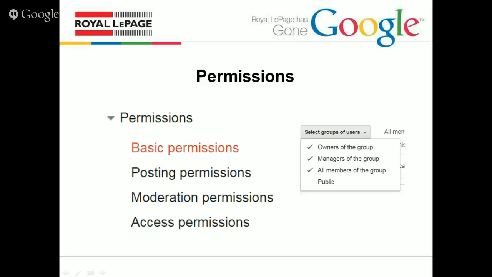For the most part, I find the permissions to be fairly straightforward. I'm going to come back to this a little bit later, but basically you're deciding who has access to do what. So who has access to post, who has access to moderate, and who has access to view. And you can see there on the right, there's a few options in terms of who you're granting the access to. Is it just the owners of the group? Are you allowing managers? Is it all members of the group? Or is it completely open to the public?